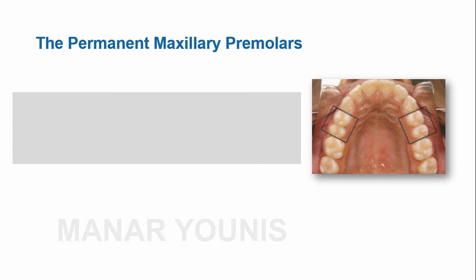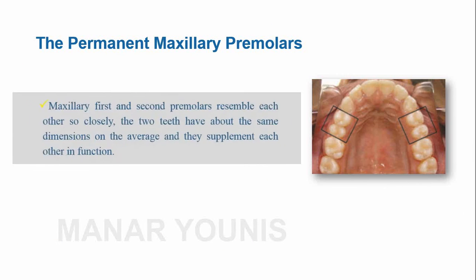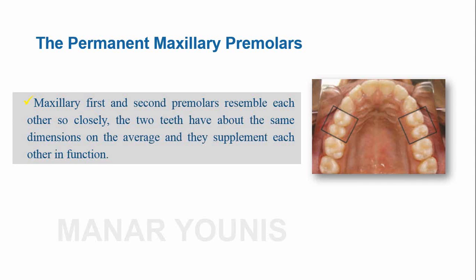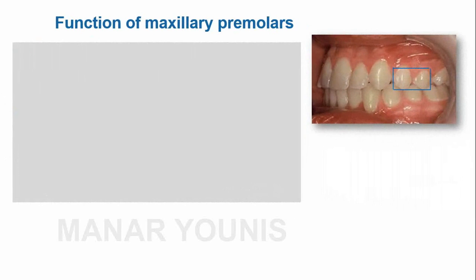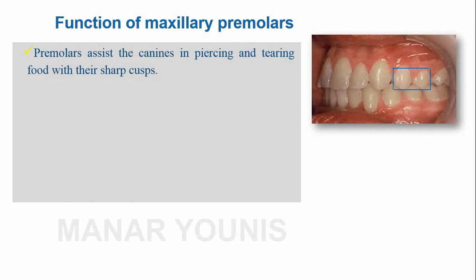Now moving to the permanent maxillary premolars. The maxillary first and second premolars usually resemble each other so closely they have the same average dimensions and supplement each other in function. So what's the function of maxillary premolars? As mentioned earlier, premolars assist canines in piercing and tearing food with their sharp cusps.